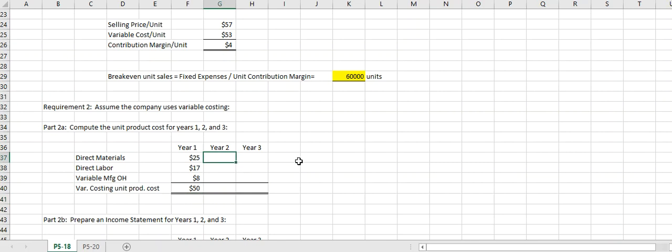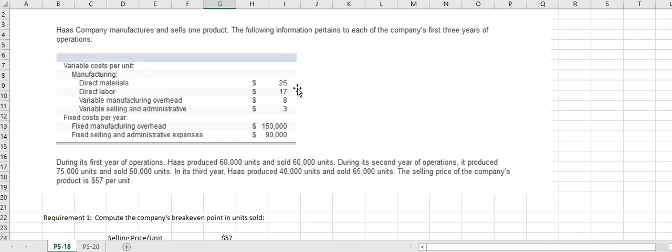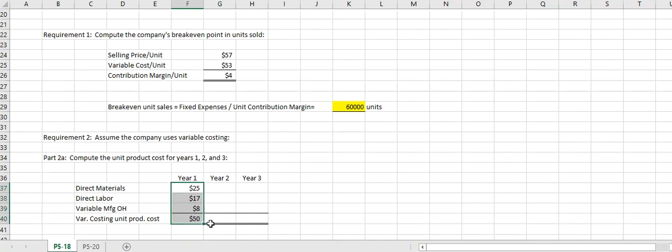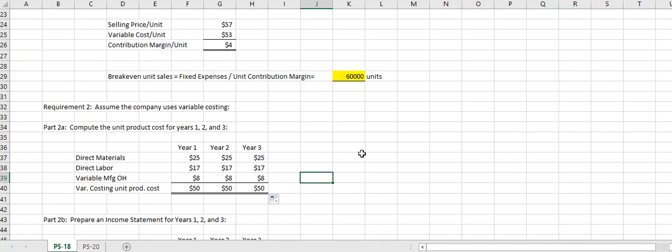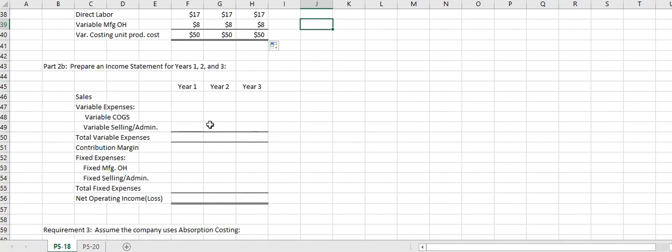So we're going to do that for all 3 years. Actually, I don't think it changed. No, we have data. It says it's the same for each year. So the amounts for variable costing are the same for all 3 years. Let's see if this will let me copy it over. Yay. So that's all there is to Part 2A because every year has the same variable costs as the other years. Part 2B says we are to do a variable costing income statement for 3 years. So I've kind of made a little format we can use. We are actually going to have to do some calculations in this.